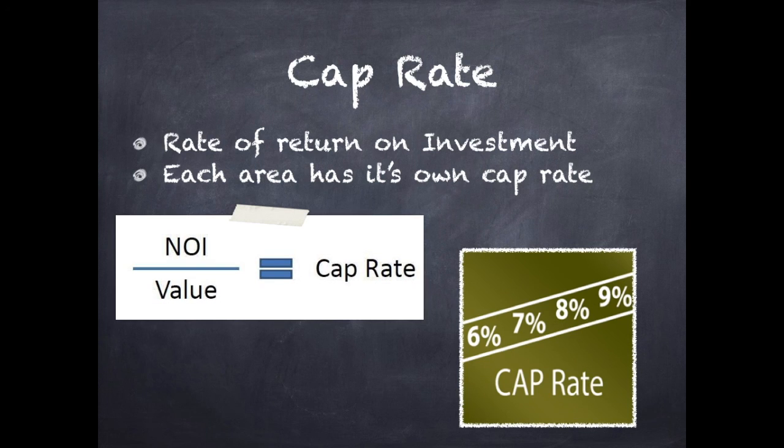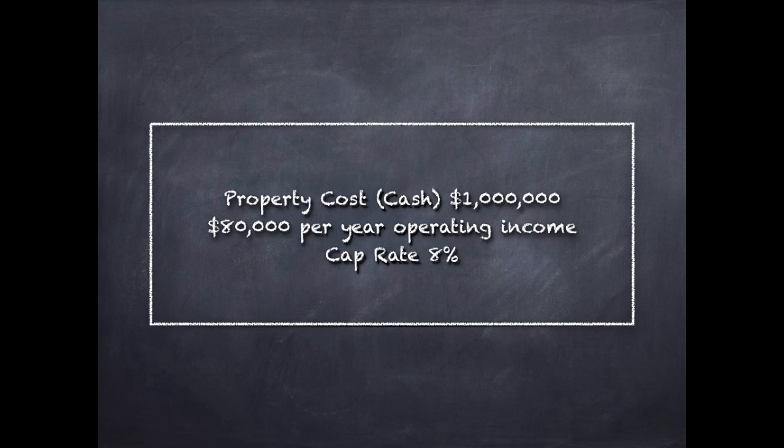So what we want to do in every area is know what those cap rates are, always. Let's say, for example, a property costs $1 million and we're making $80,000 per year in net operating income on that property. Well, we have a cap rate of 8%. So we're getting an 8% return off of that $1 million. We have a $1 million investment, our net operating income is $80,000, and our cap rate at that point is 8%.